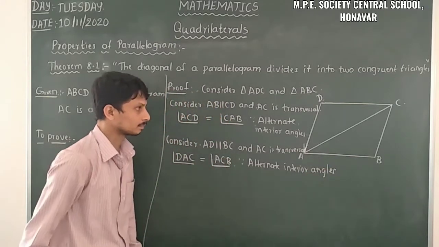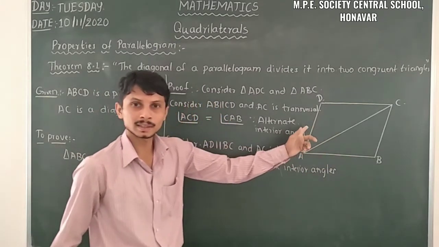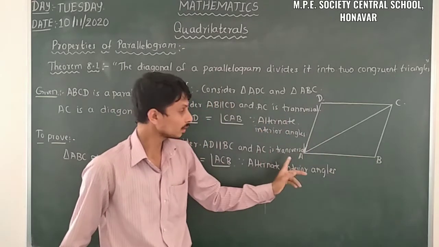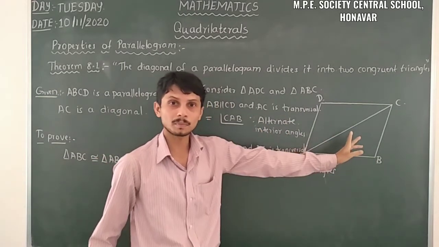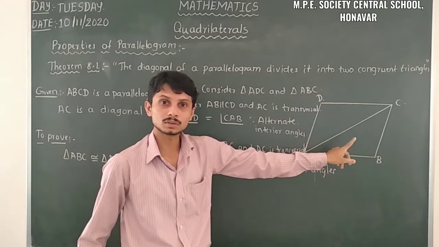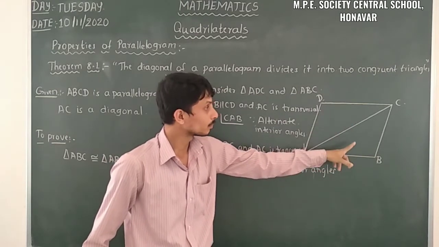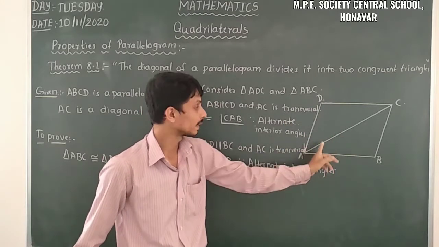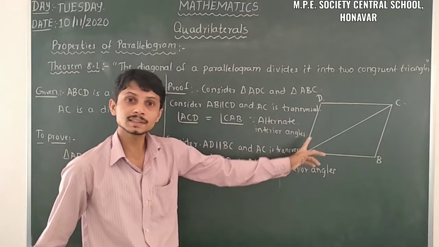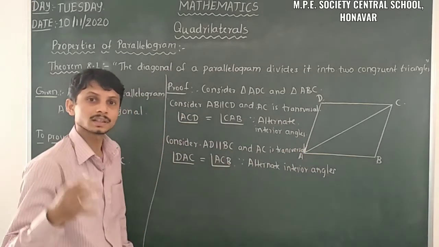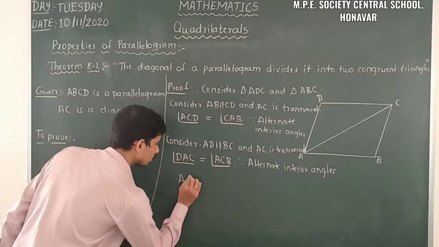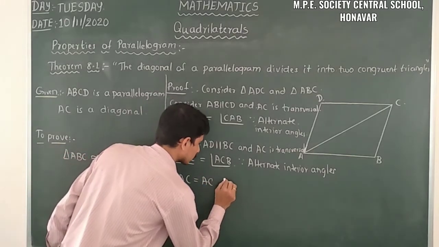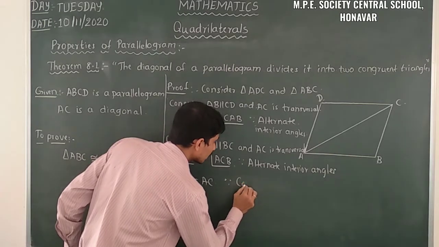Then consider these two triangles here. AC is common to both triangles. For those two triangles, the only shared base is AC. So AC is equal to AC, because it's common.